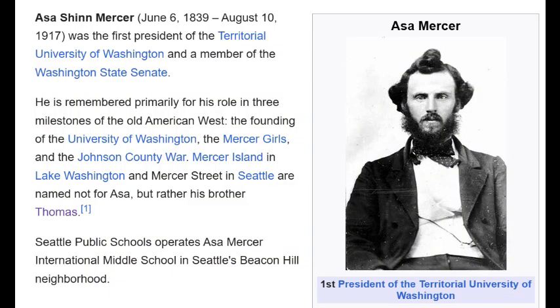Now we have Asa Shin Mercer was the first president of the Territorial University of Washington and a member of the Washington State Senate. He is remembered primarily for his role in three milestones of the Old American West: the founding of the University of Washington, the Mercer Girls, and the Johnson County War. Mercer Island in Lake Washington, and Mercer Street in Seattle are named not for Asa, but rather his brother Thomas. Seattle Public Schools operates Asa Mercer International Middle School in Seattle's Beacon Hill neighborhood. Let's go ahead and look at that school.